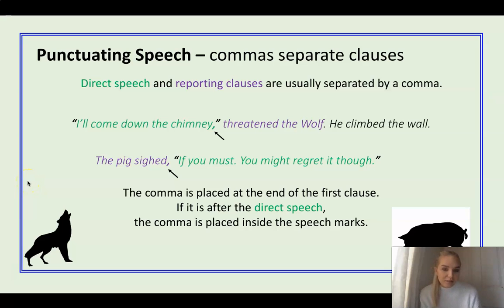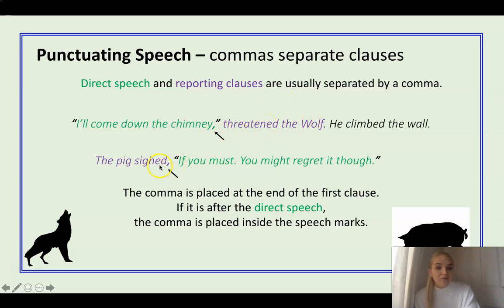It's really important that you use commas and punctuate your direct speech correctly when you are looking at punctuating speech. Direct speech and reported clauses are usually separated by a comma. You can see in my example here, it really depends on where the reported clause is, because that depends on where the comma will go. In my first example, the reported clause is after the direct speech, and that means the comma must be placed inside the speech marks.